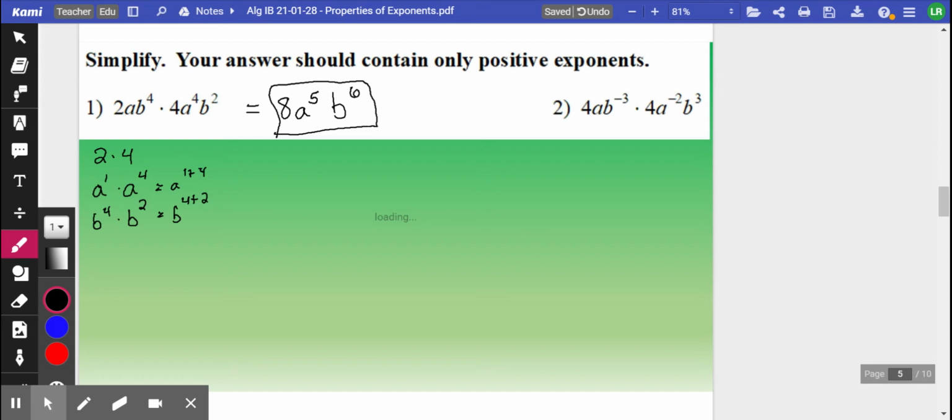We have 4a b to the negative 3 times 4a to the negative 2 b to the third. Now, one thing that's helpful is right away on this a right here, I'm going to go ahead and put its exponent of 1. That way I don't forget it later. Okay. And I'm going to do the same type of thing. I'm going to organize this. So I know my two numbers go together, 4 times 4. My a's go together, a to the first times a to the negative 2. And my b's go together, b to the negative 3 times b to the third. Okay, so 4 times 4 is 16.